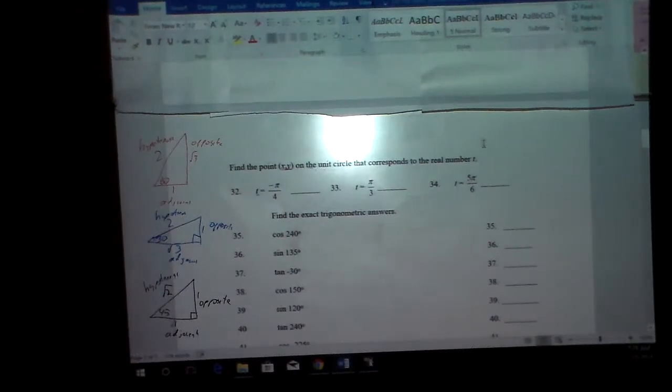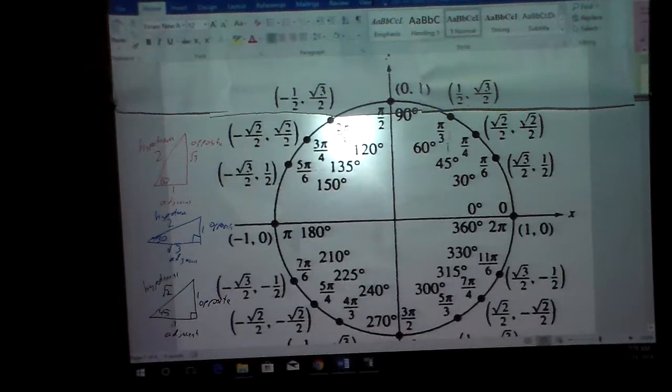Now let's go back here. 5 pi over 6. So let's go back and find 5 pi over 6. At 5 pi over 6, here we go, way over here. So here's my answer: negative square root of 3 over 2, 1/2. Here would be the answer to this right here.